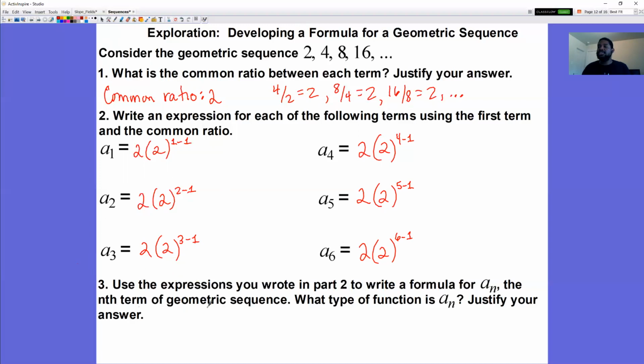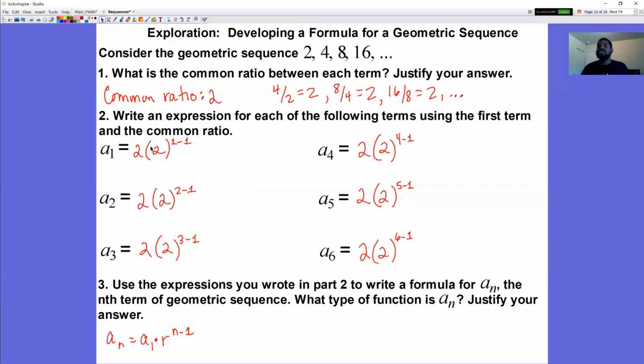It says use the expressions you wrote in part 2 to write a formula for a_n, the nth term of the geometric sequence, and then we're supposed to describe what type of function it is, and we're supposed to justify our answer. Well, if you notice here, a_n deals with the first term, so it's a_1. And then this is our common ratio. We're going to call that r. And then if you notice with our exponent, we're always taking 1 away. So that's r to the power of n minus 1. And that will be the formula for a geometric sequence.